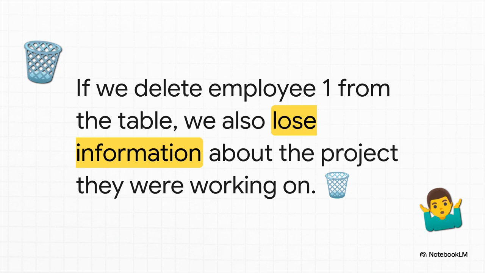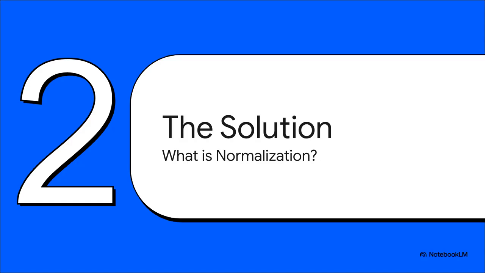That's a huge problem. You see, these anomalies aren't just little annoyances. They are fundamental flaws, bugs, that are baked right into the structure of our data, and they are actively corrupting it. But thankfully, there's a formal, systematic process to design our way out of this mess, and it's called normalization.